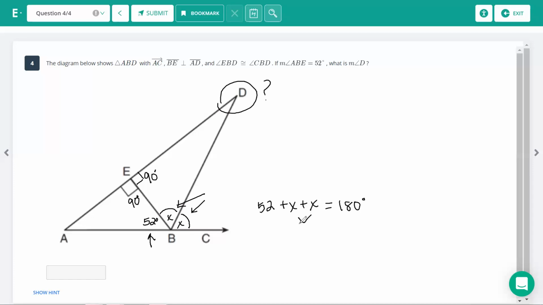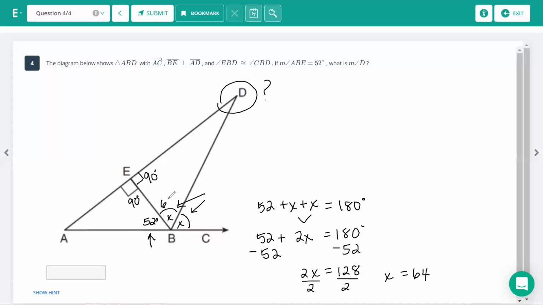Combining like terms, x and x become 2x plus 52 equals 180. Subtract away my 52 to isolate. I end up seeing that 2x is equal to 128. And then I have to divide by 2 to get a single x, which is going to equal 64. Okay, so each of these angles is 64, and we have 64 here.